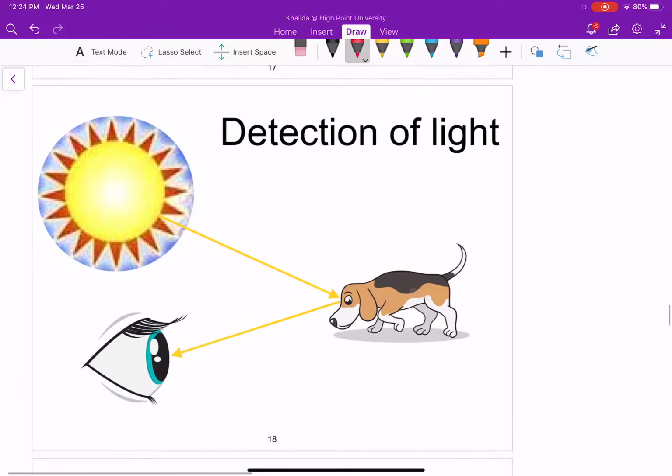So usually when we think about detecting light, we think about the human eye, because vision is so important to us that we all think about, well, what can we see? How do we see it? We're going to talk a little bit more about how the eye works later, but we need a little bit more information about lenses before we do that. But for now, we're just going to talk about how the light actually reaches the eye to be detected.